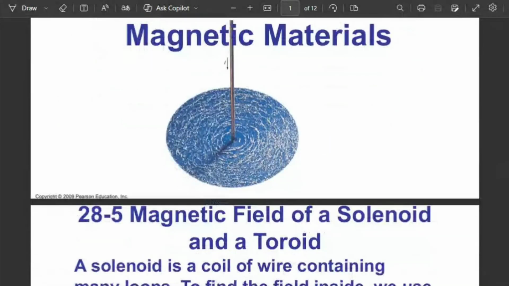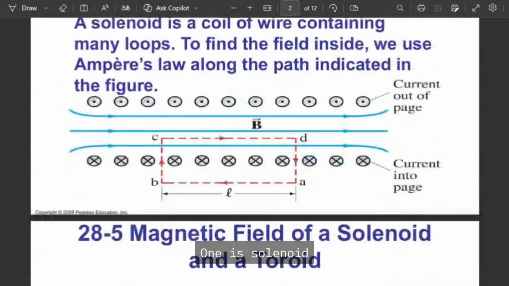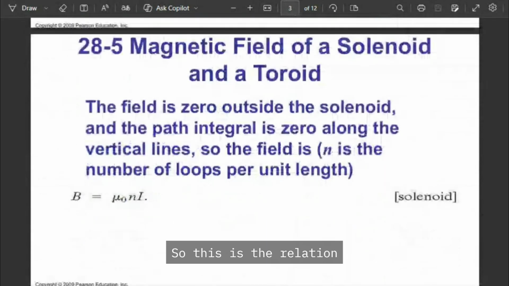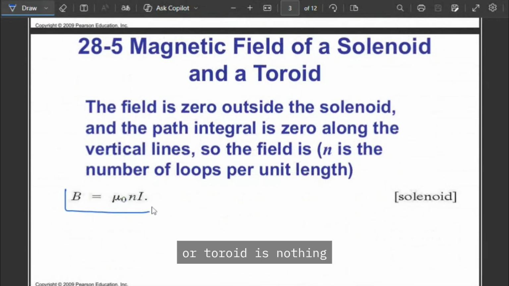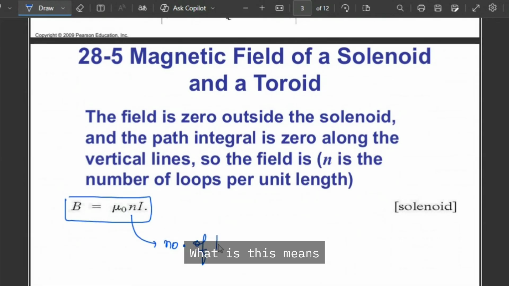magnetic material. So here we are going to talk about magnetic field due to different configurations. One is solenoid, another is toroid. So this is the relation which you need to remember. Magnetic field due to a solenoid or toroid is nothing but mu naught n i, where this n is the number of turns per unit length. What does this mean? Number of turns per unit length.